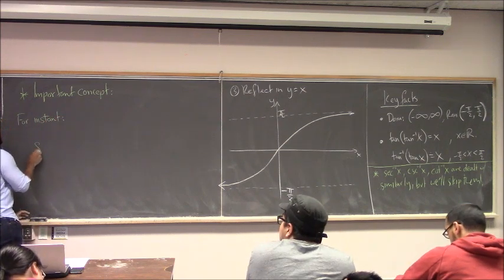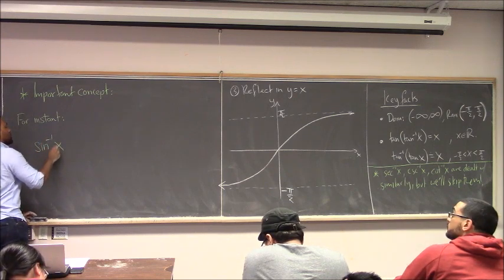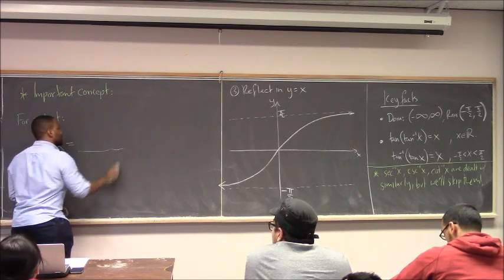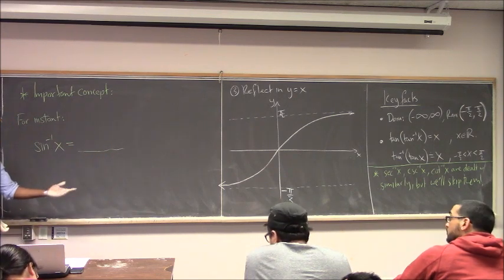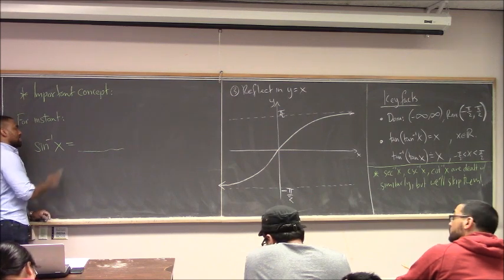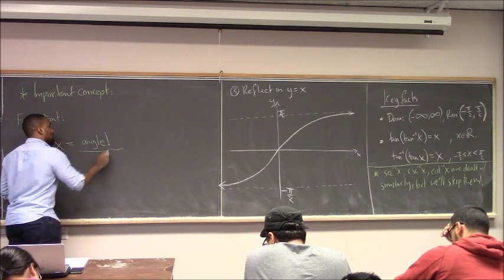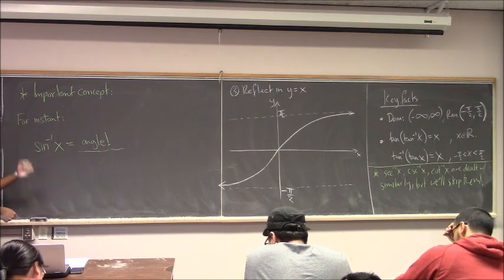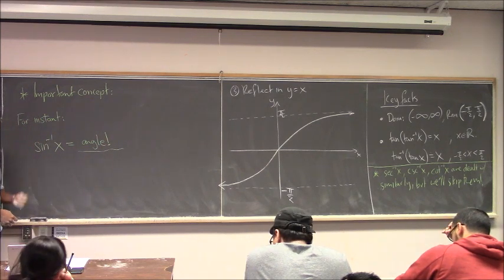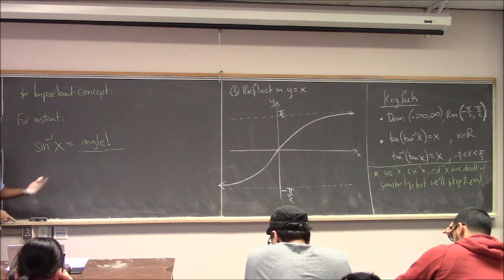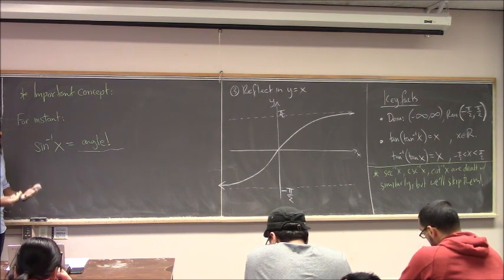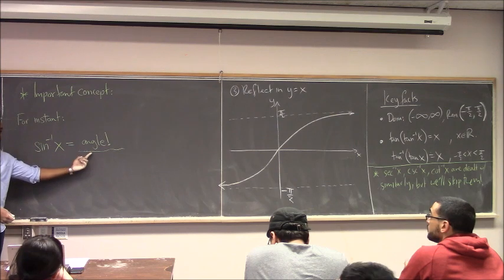So when you think of the sine inverse of something equals blah, what is that blah? It's very important that you realize that that output is an angle. So when someone is asking you to evaluate an inverse sine function, or an inverse cosine, or an inverse tangent, it's important for you to have the idea that the output you're looking for is an angle.